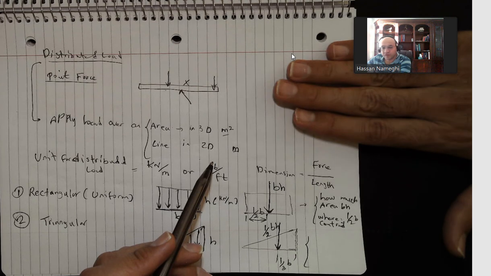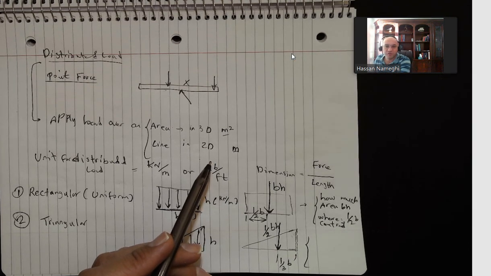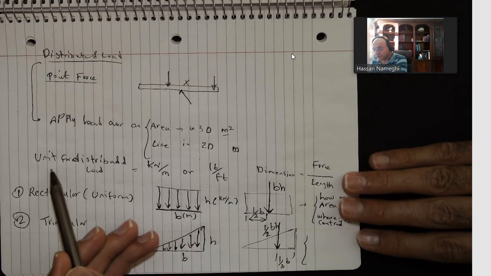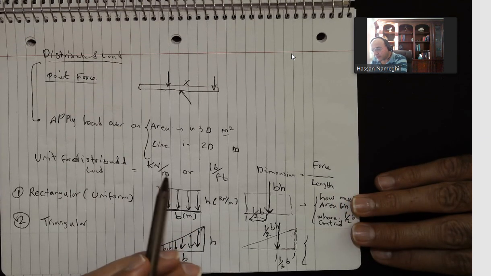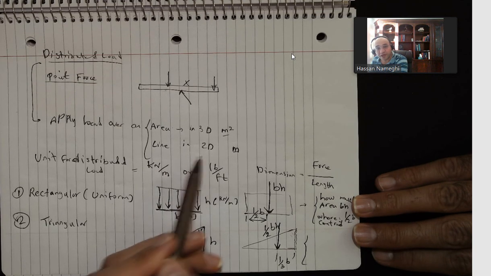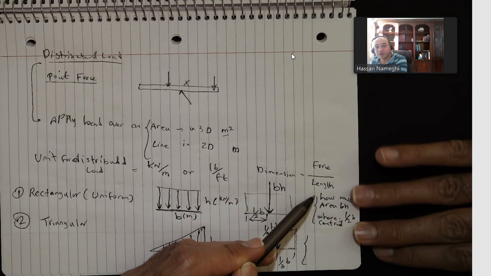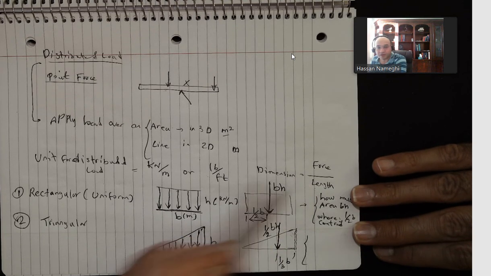If you press your foot on the gas pedal of your car, that's a distributed load. It's not a point force. It's applied over an area. Now, in this case, we are talking about 2D distributed load, and the units are going to be kilonewton per meter, pound per foot, or any unit which is force over length. Could be pound per inch or anything similar to that.